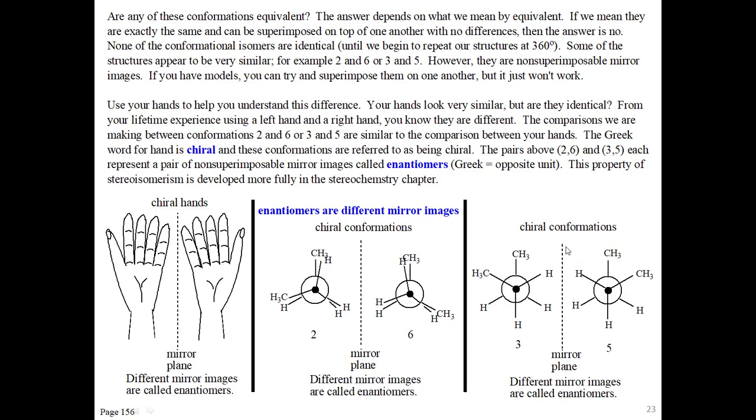That would also be true for the gauche conformations. So here I have gauche on the left, and here I have gauche on the right. They look really similar, and their energies are identical. However, they're not exactly the same. It's like your hands. So again, these are enantiomers, which are chiral conformations. Chiral comes from Greek. It's a Greek word for hand.